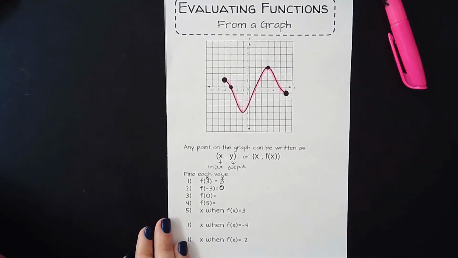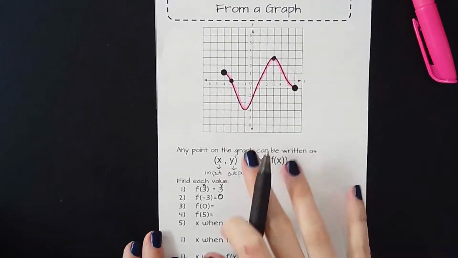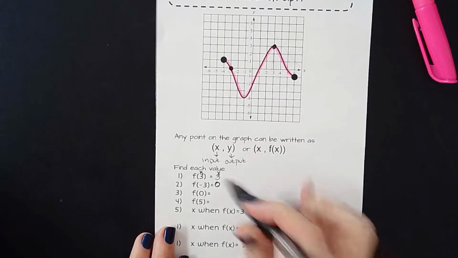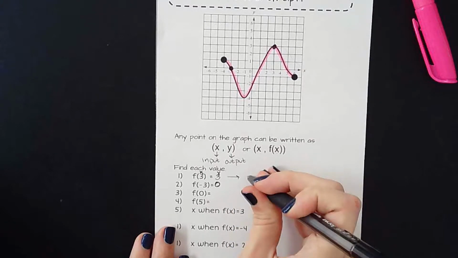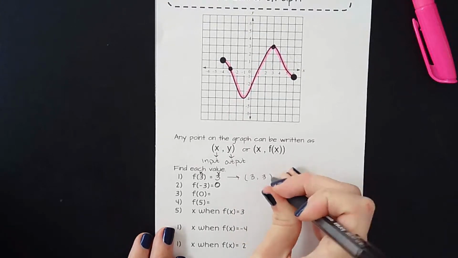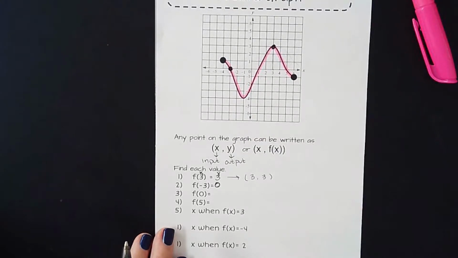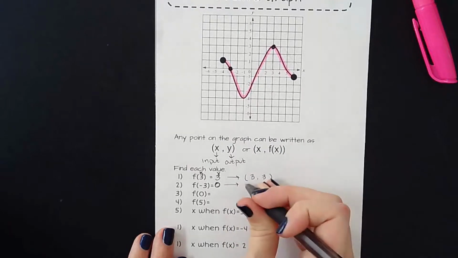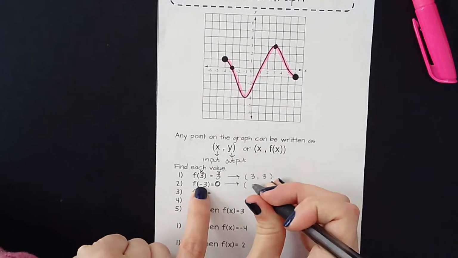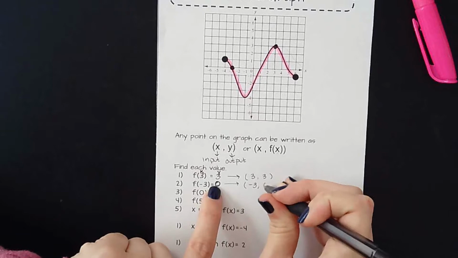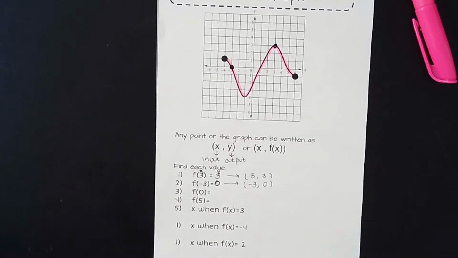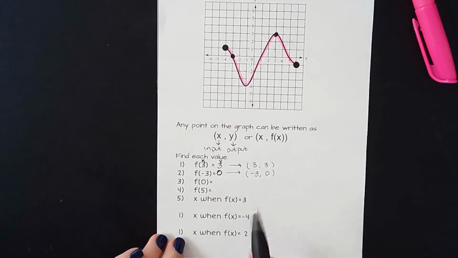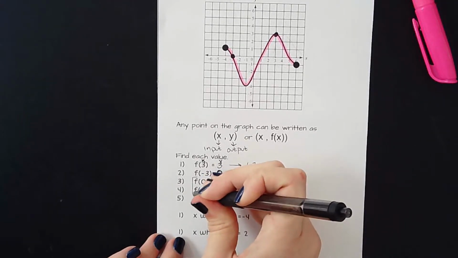And we can write these as ordered pairs. So instead of saying f of 3 equals 3, I could write this as my x value was 3, my y value was 3. Instead of writing f of negative 3 equals 0, this one can be written as my x value is negative 3, my y value is 0. The next two, I want you to pause the video and try on your own right now.